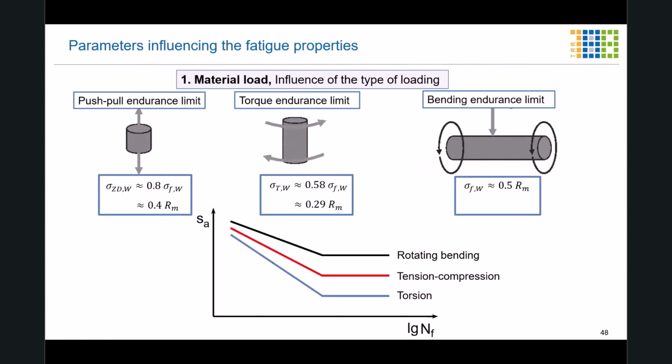Now we'll come to the parameters that influence the fatigue properties that are very important for our investigations within the TRR. We have the push-pull endurance limit or the tension compression, the torque endurance limit, which we test with torsion testing, and the bending endurance limit by, for example, rotating bending.